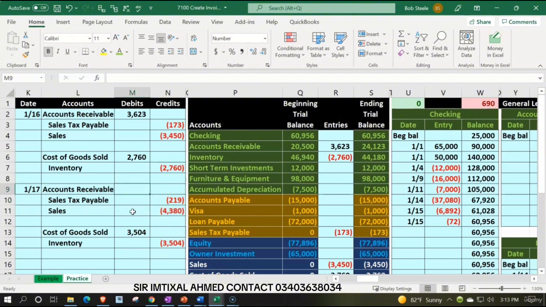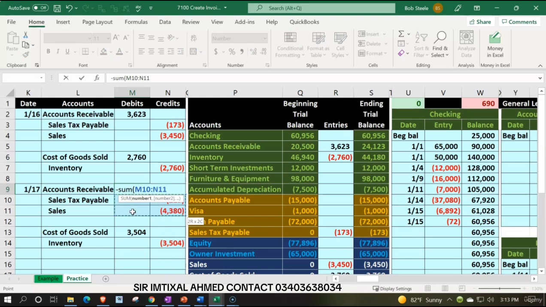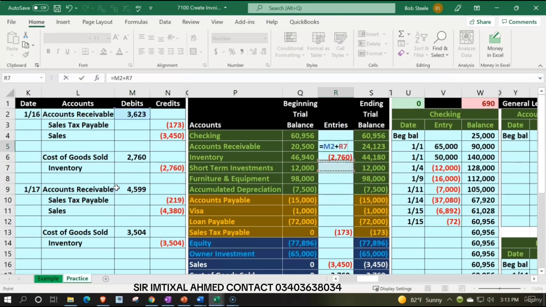And then we'll sum this up with a negative sum, equals the negative sum plug formula. And there we have the 4599. Let's record these out then. So now we got the accounts receivable up top. Accounts receivable, something's in it. F2 plus F2. So we bring up the receivables now to 28,722.